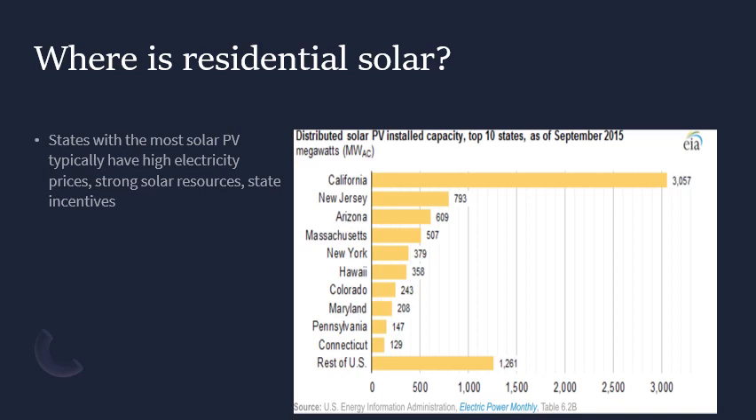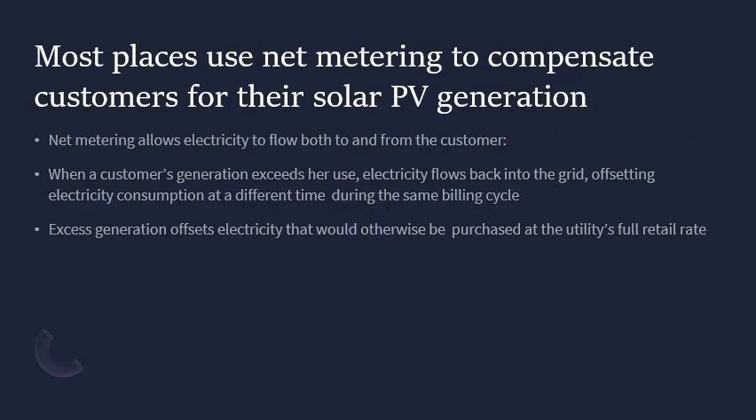So this little figure on the right shows the amount of distributed solar in megawatts by the top performing states. So California clearly wins here. New Jersey, Arizona next up, and Massachusetts, you can see sort of the distribution. Most places use net metering to compensate customers for their solar PV generation.